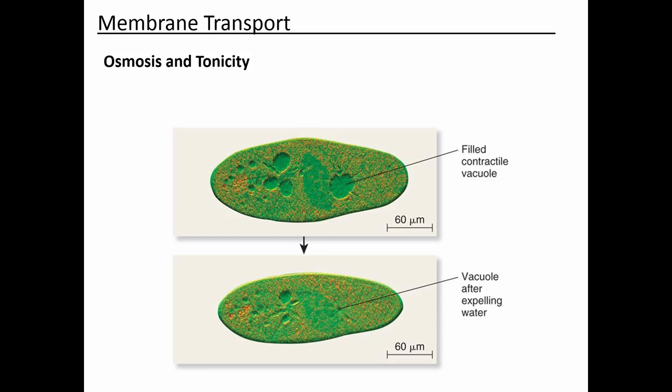If this paramecium is in a hypotonic environment, water will be constantly diffusing into the organism. But the organism doesn't swell or explode, because water collects in a contractile vacuole, and that contractile vacuole will get rid of the water contained within it, and that prevents the cell from exploding in a hypotonic environment.